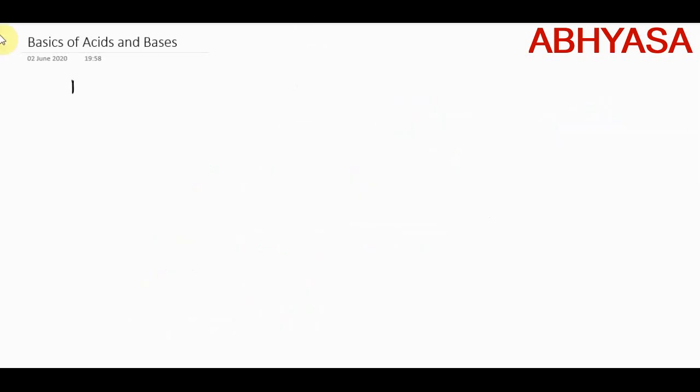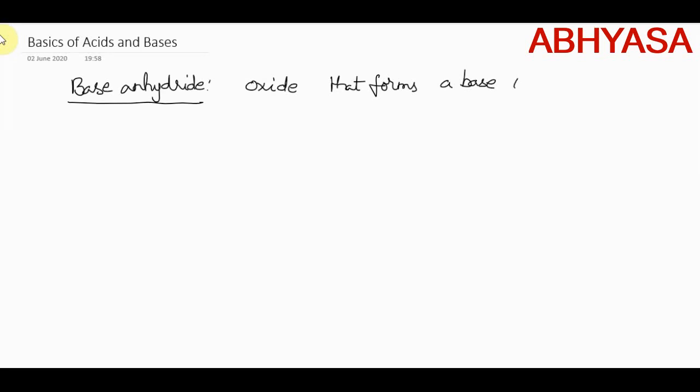In the same way, for the bases, we have the word called base anhydride. So how can you define the term base anhydride? This is also an oxide, isn't it? So the oxide that forms a base when dissolved in water, that is called as base anhydride. So what is the oxide which is giving rise to a base when dissolved in water? That is called as base anhydride.